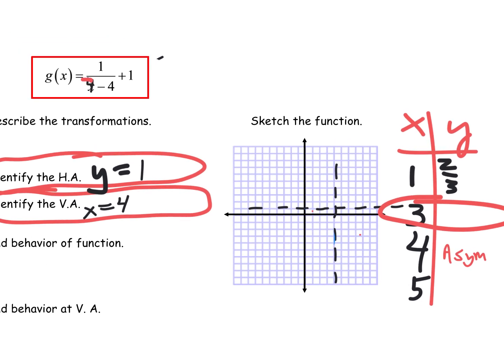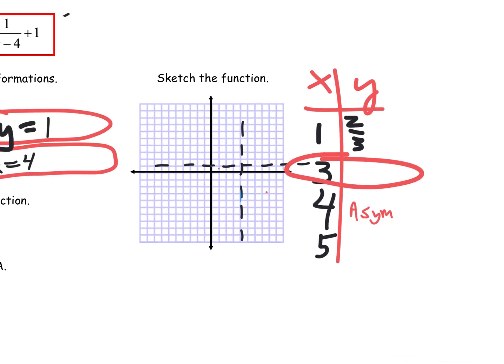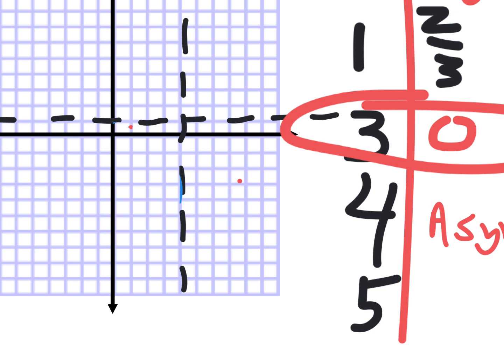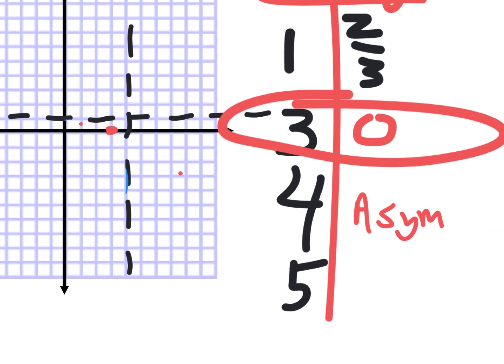You are correct, because I get negative 1. 1 over negative 1 is negative 1, plus 1 is 0. So 3 comma 0. That's right there. That's a perfect point, 3 comma 0.